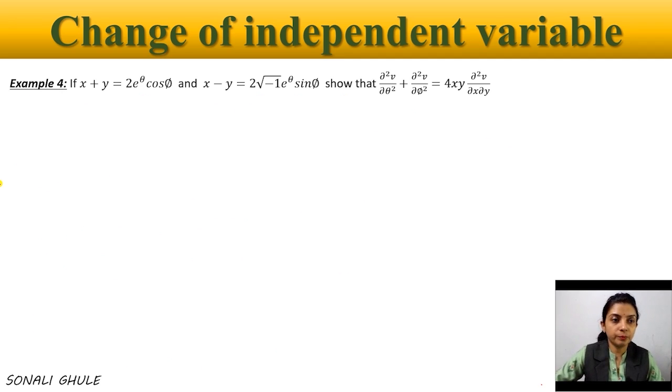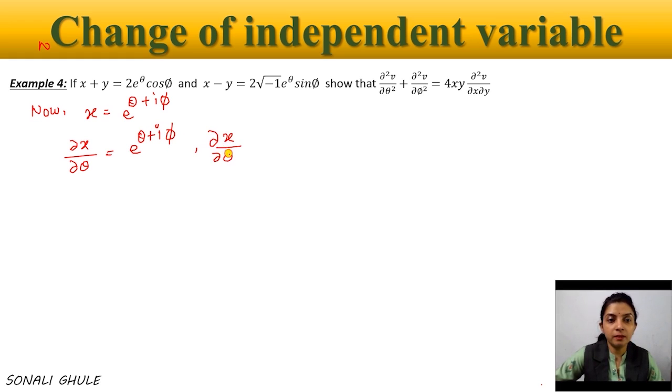So now here, x is what? e to the power theta plus i phi. So what is the derivative of x with respect to theta? Yes, it is e to the power theta plus i phi. And what is the derivative of x with respect to phi? Definitely, it is e to the power theta plus i phi. But again, the derivative of this theta plus i phi with respect to phi is i.